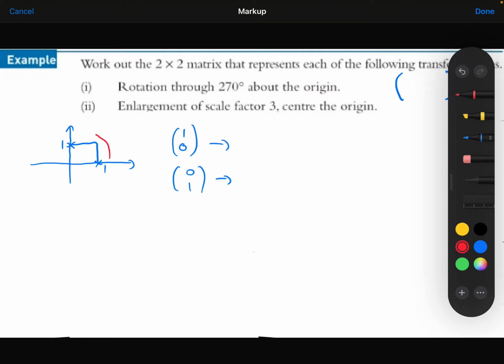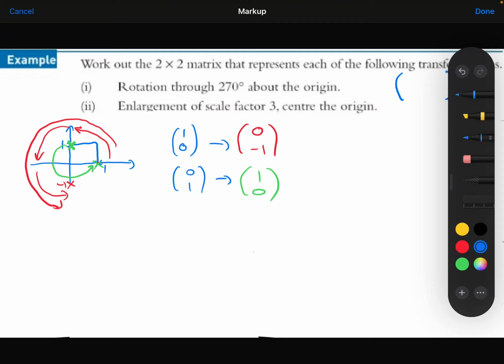So 270 degrees. So that's 90, 180, 270. So this point 1, 0 gets rotated 270 degrees and becomes the coordinate 0, minus 1. The point 0, 1 gets rotated 270 degrees and becomes the point 1, 0.